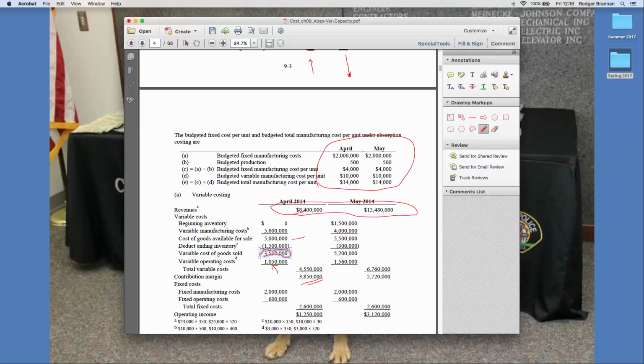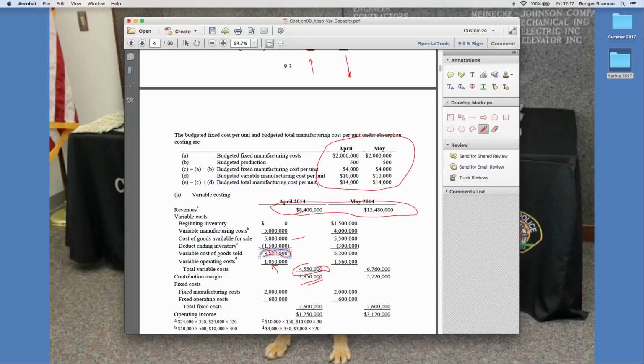The 5 million is a function of production. This is my $3,000 times the sales of 350 cars, which gives me the variable operating cost of $1,050,000. Add that to the 3.5 million. This gives me my total variable cost, which is made up of my variable cost of goods sold and my variable operating cost.